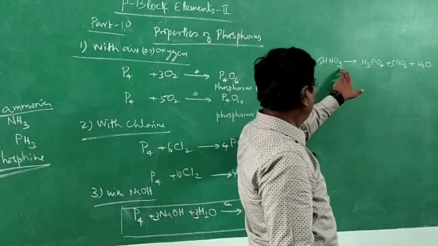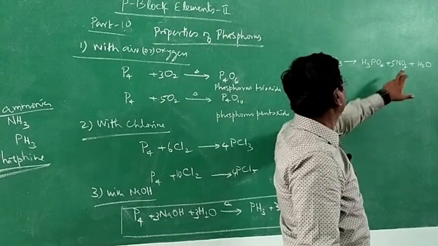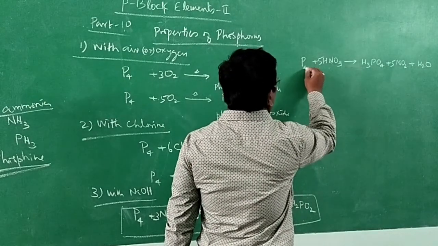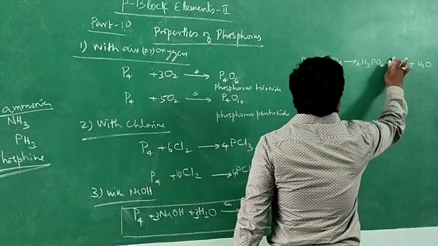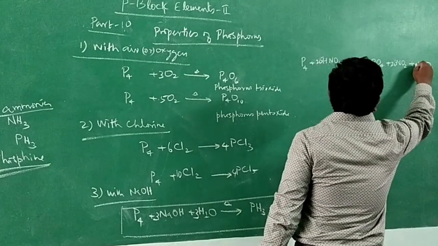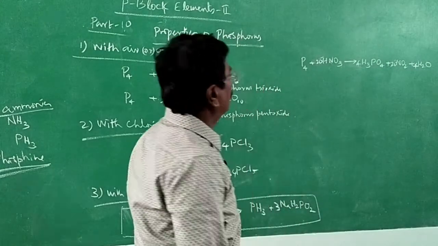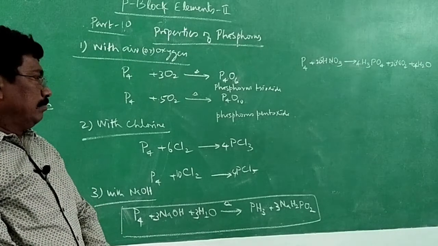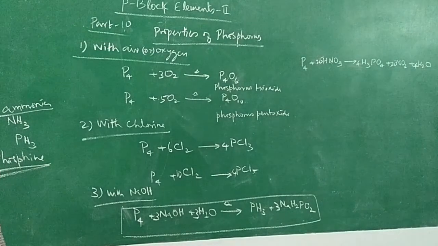3 into 5, 15 oxygen, here 4, here 10, 14, 14 plus 1, 15. Hydrogen 5, everything okay. But we used to write P4. Therefore, P4 means everything has to be multiplied by 4. 20, 4, 20, 4. So, when white phosphorus is heated with nitric acid, we get phosphoric acid, nitrogen dioxide and water. That's how phosphorus reacts with nitric acid.